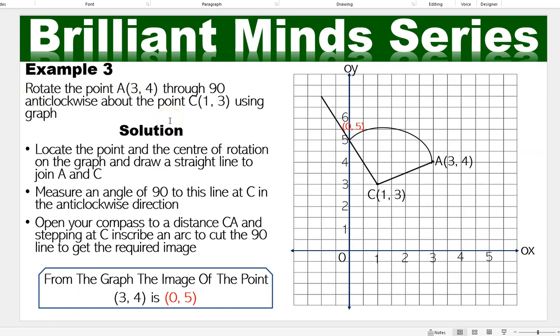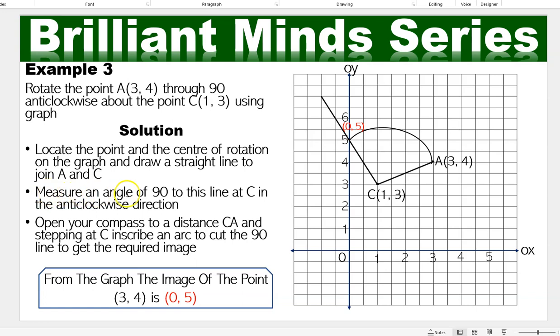Example 3. Rotate the point A (3, 4) through 90 degrees anticlockwise about the point (1, 3) using a graph. Alright, so that is our graph. We are going to locate the point and the center of rotation on the graph and draw a straight line to join AC. Our point A is (3, 4), and then C is our center of rotation. So A, positive 3, positive 4. That is our A, (3, 4). And then the center of rotation is (1, 3). So 1, positive 3. So that is that.